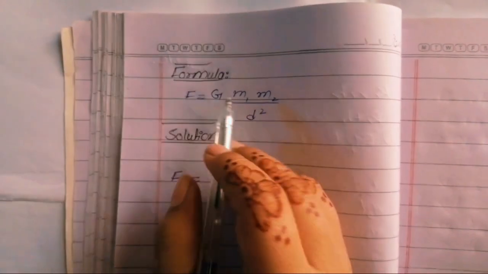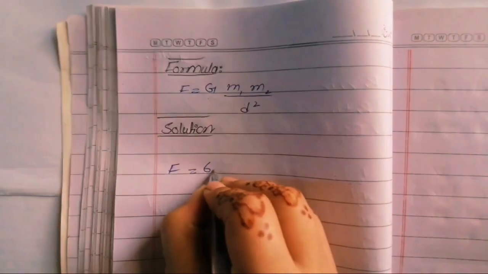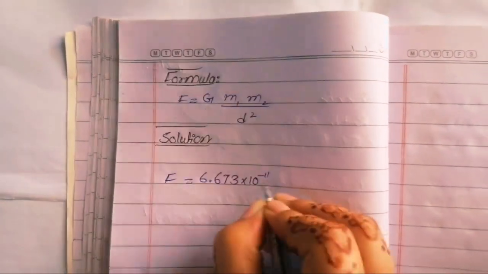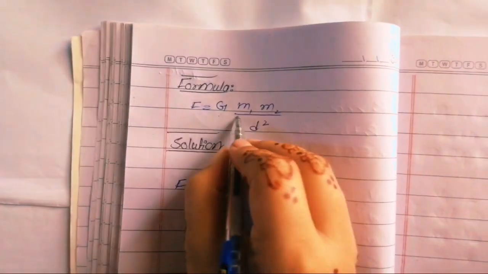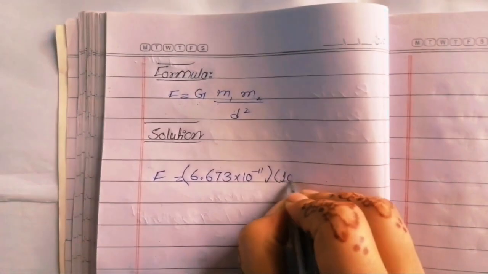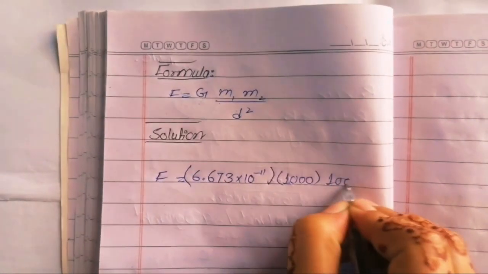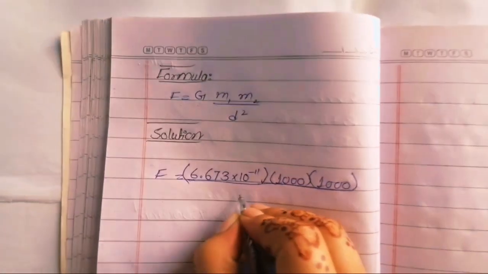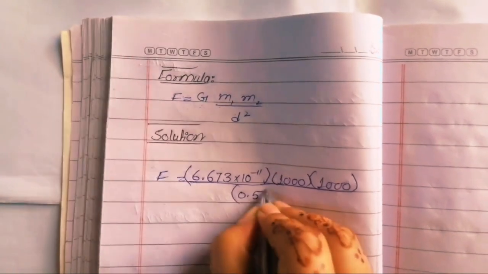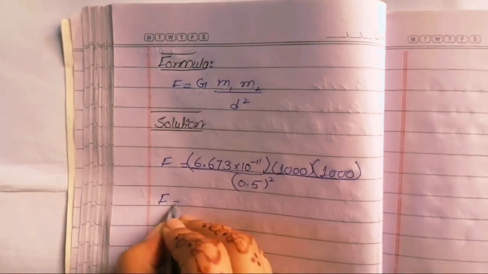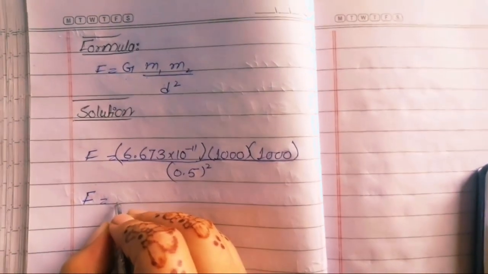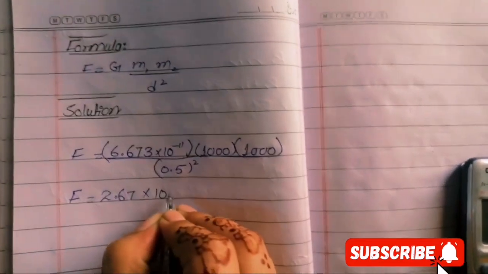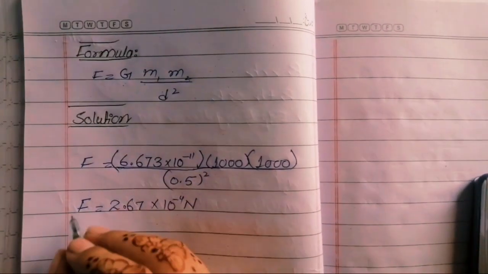F is equal to capital G, the value of capital G is 6.673 multiplied by 10 raised to power minus 11, M1 and M2 are 1000 kg, and the value of D distance is 0.5 meter. Now we will find the answer of this. So its answer is 2.67 multiplied by 10 raised to power minus 4 Newton.